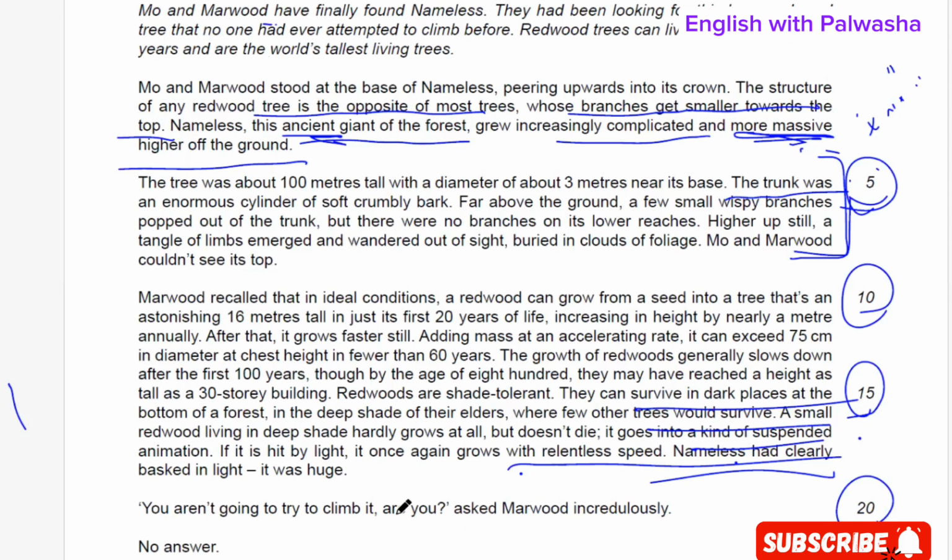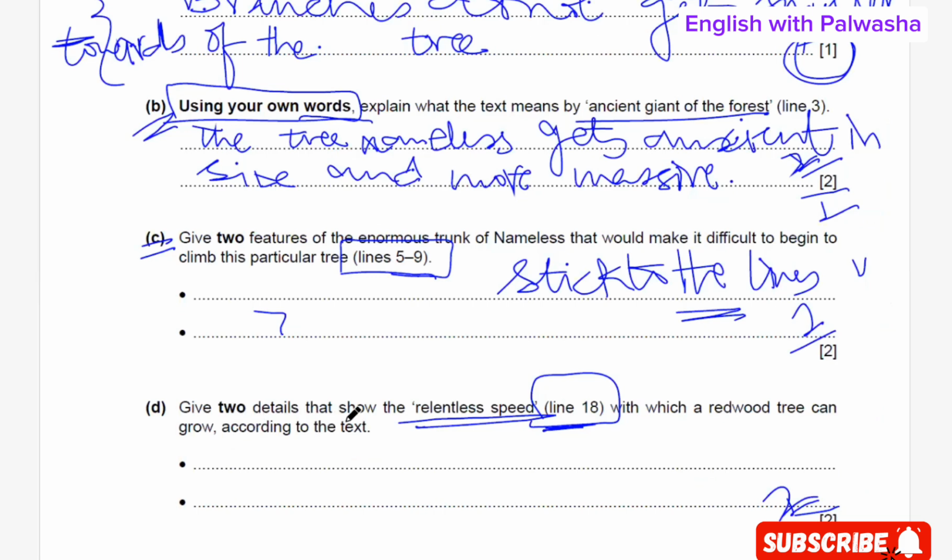Or else we can even explain that it can exceed 75 centimeter in diameter at chest height in fewer than 60 years. What we can do is also relate the meanings from the previous lines as well, but try to explain the thing which is in that specific line. You can also relate to the previous lines, read and extract the meaning of that, and answer. So the answer, give two details that show the relentless speed. What would be the two details?